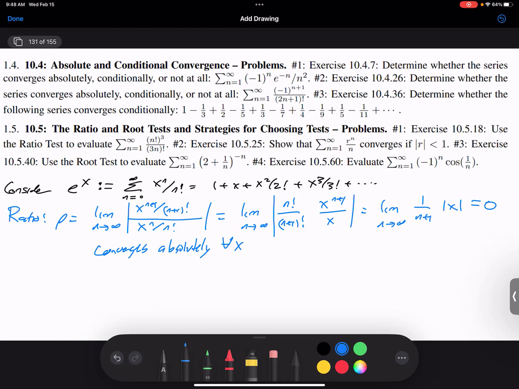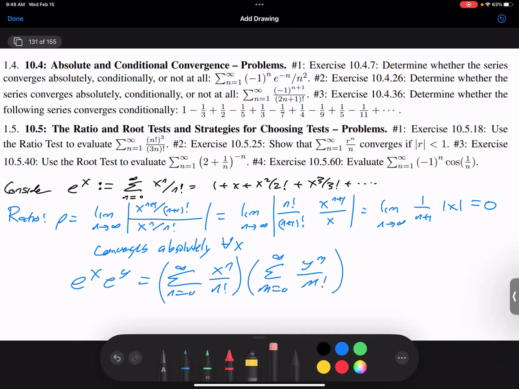What should e squared times e cubed equal? e squared times e cubed should be e to the fifth. Technically, if I give you e to the x times e to the y, this is the sum, n goes from 0 to infinity, of x to the n over n factorial, times the sum, m goes from 0 to infinity, of y to the m over m factorial. And it turns out that, yes, it is the sum k equals 0 to infinity of x plus y to the k over k factorial.